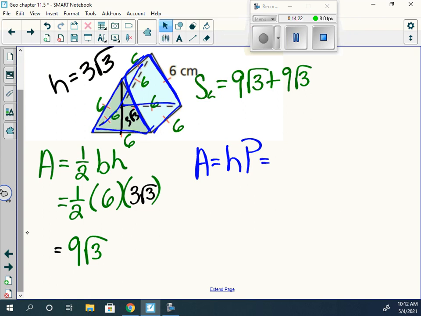Now, when we look at this here, the height for each one of these rectangles is going to be what? 6, because we're talking about how long is it? It's 6.